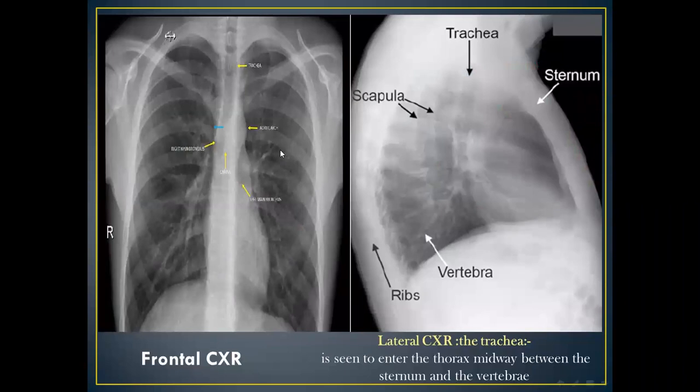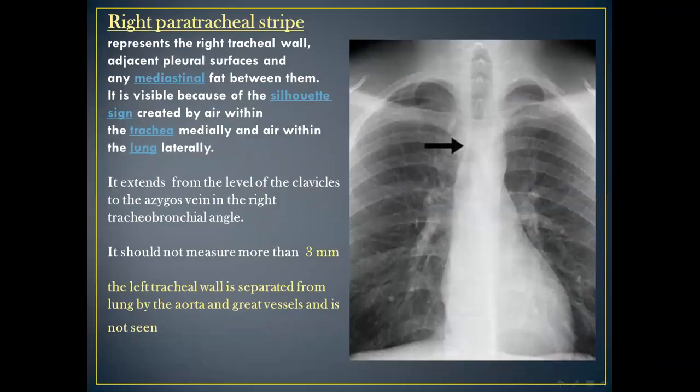This is a frontal chest X-ray showing the trachea, and it is divided into right and left main bronchus. On lateral chest X-ray, this is the trachea, which is seen midway between the sternum and the vertebra. We have a right paratracheal stripe and a posterior paratracheal stripe. The right paratracheal stripe represents the right tracheal wall and the adjacent pleural surfaces and any mediastinal fat in between. This is the right paratracheal stripe.